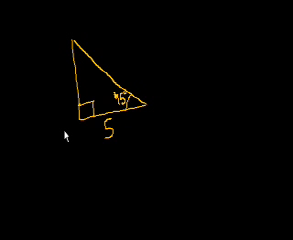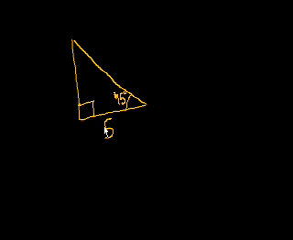Well, we can't use the Pythagorean theorem directly, because the Pythagorean theorem tells us that if we have a right triangle and we know two of the sides, then we can figure out the third side. Here we have a right triangle, and we only know one of the sides. So we can't figure out the other two just yet. But maybe we could use this extra information right here, this 45 degrees, to figure out another side, and then we'd be able to use the Pythagorean theorem. Well, we know that the angles in a triangle add up to 180 degrees.